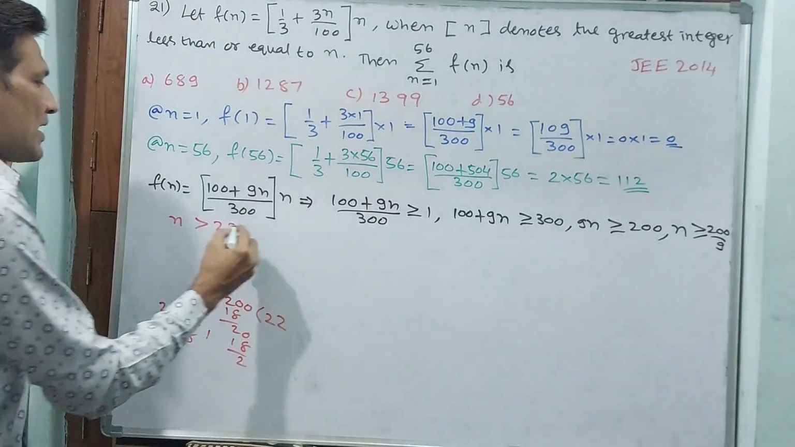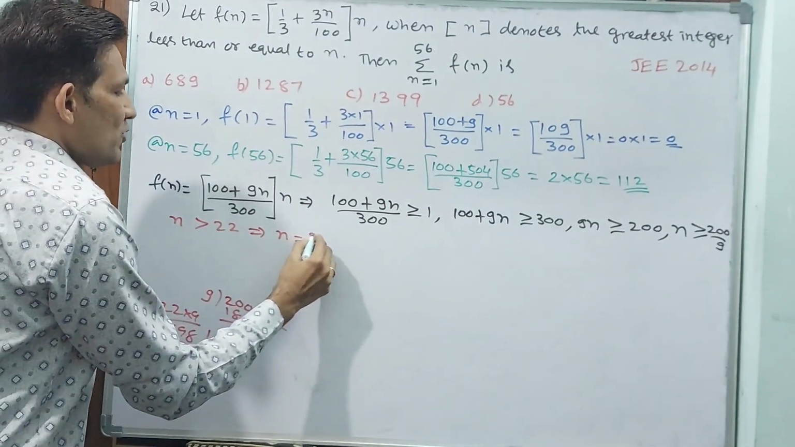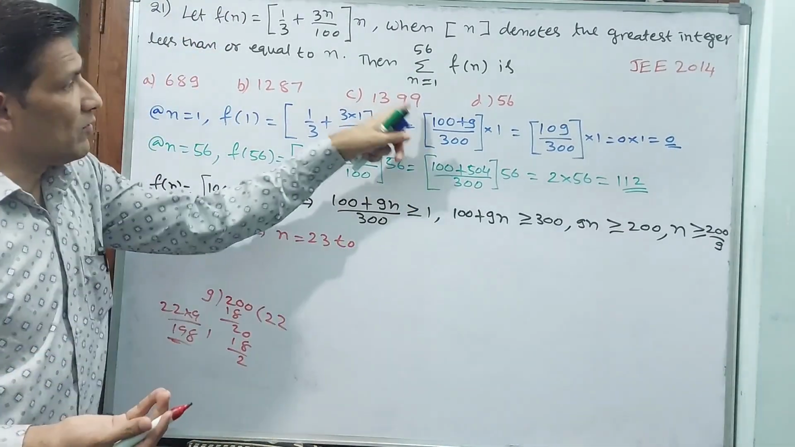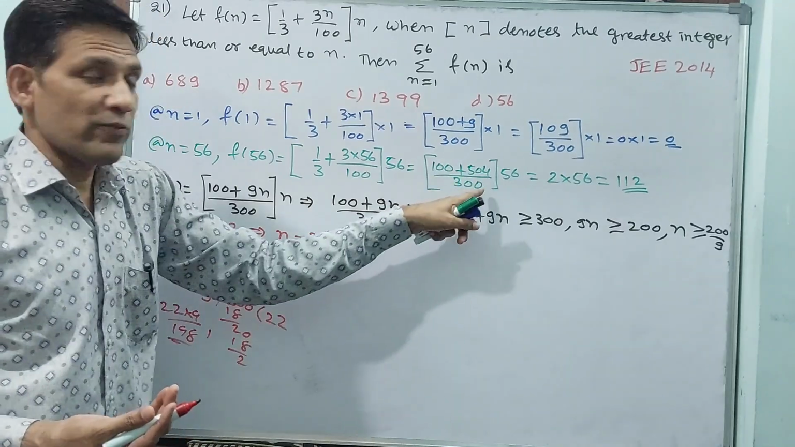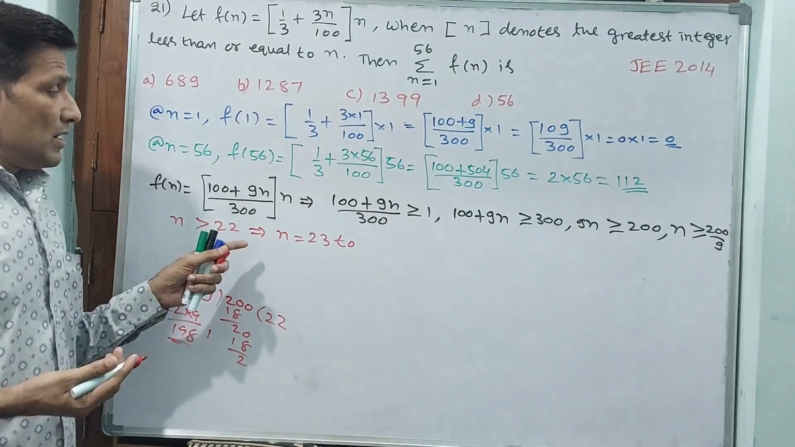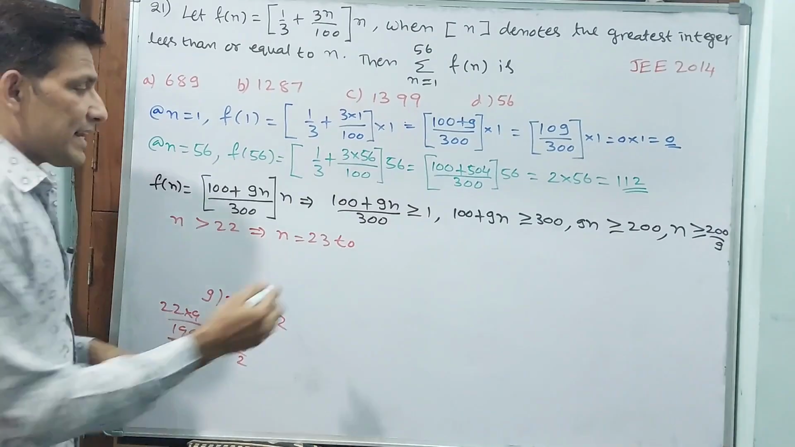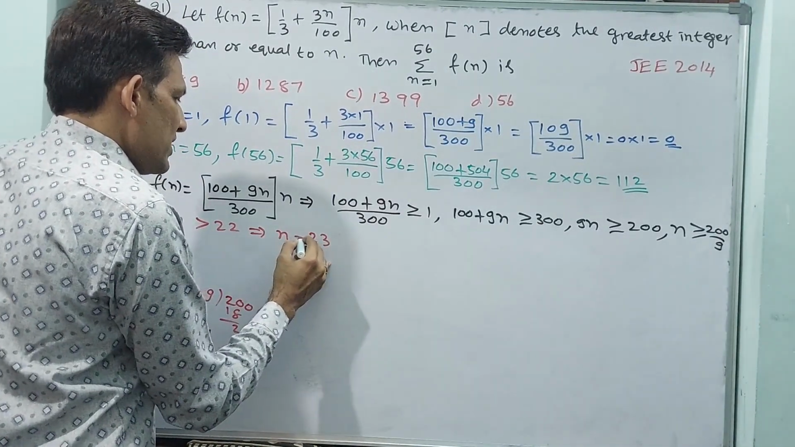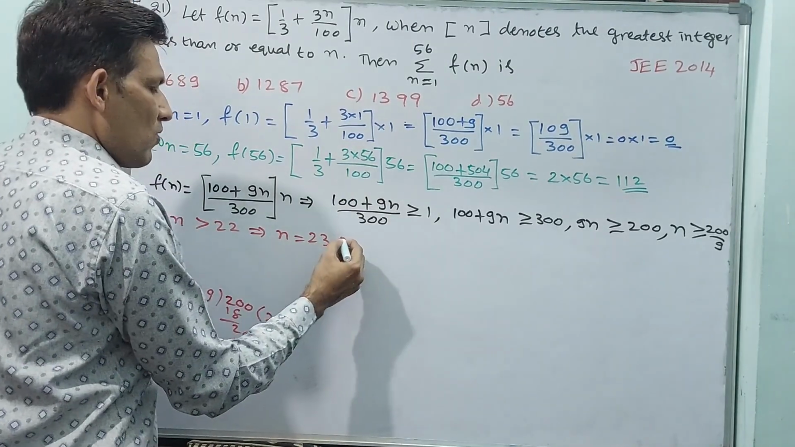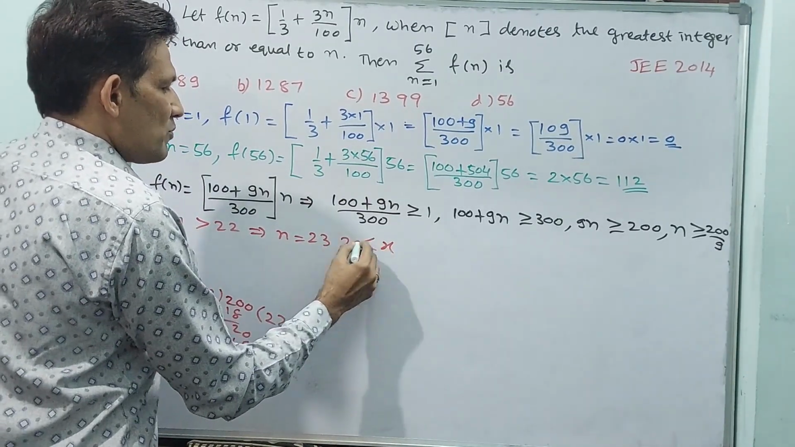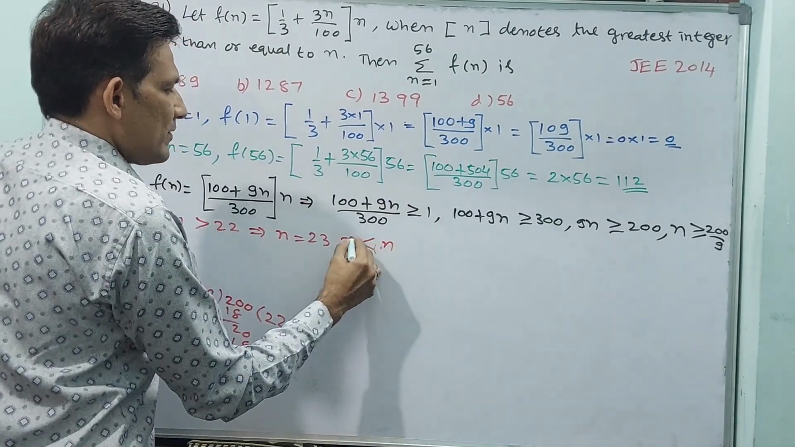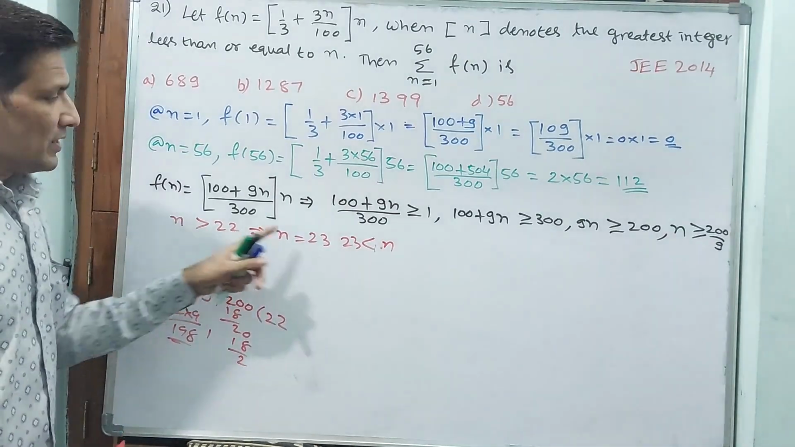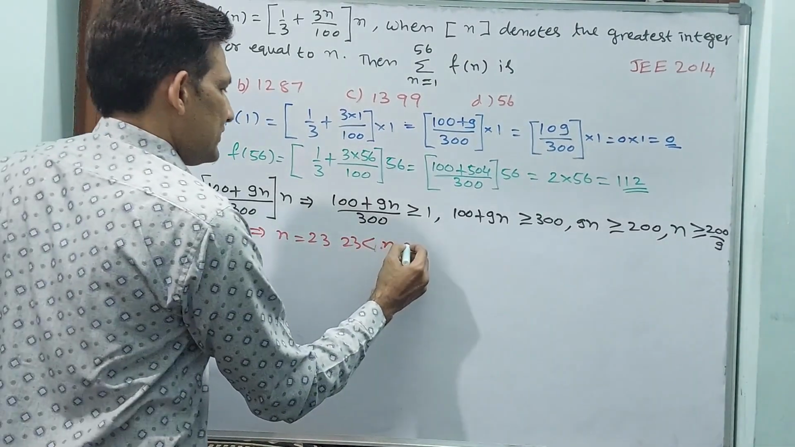Greater than 22 means what? N should be 23 to 55. I don't know, 55. Why? Because see, if I have taken 56, 604 has come. But let me see what will happen. N should be equal to 23 and above, or else I will write like this: n should be greater than 23, but equal to 22 is not acceptable. 23, 2n.